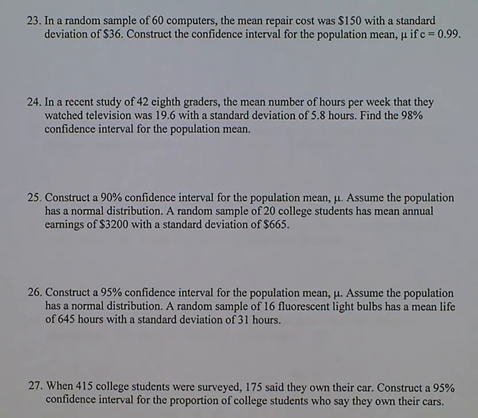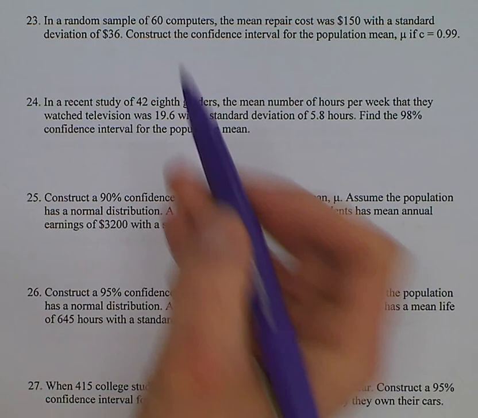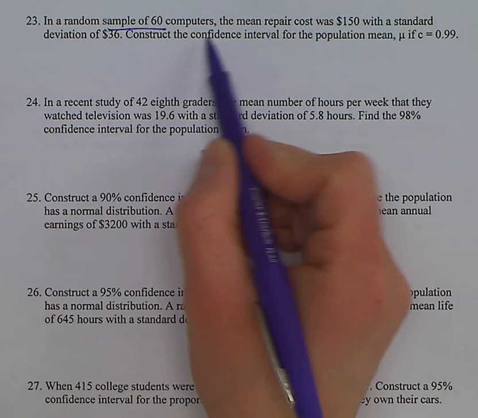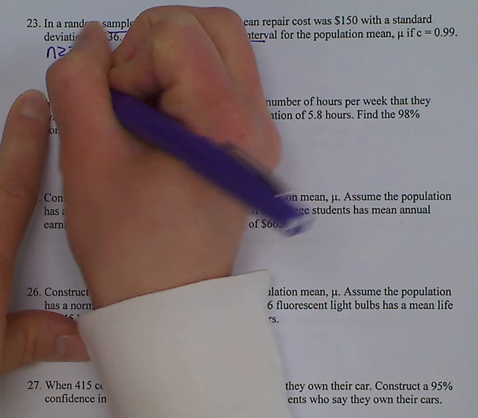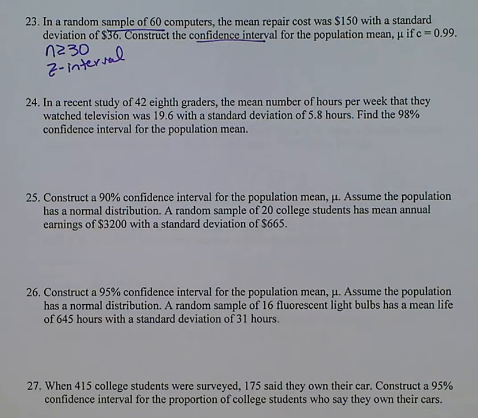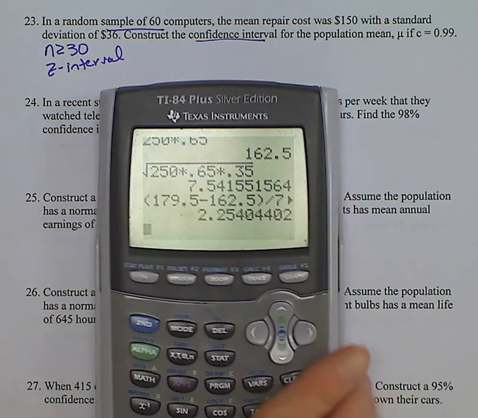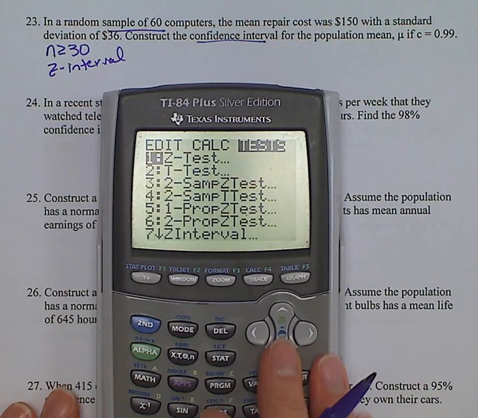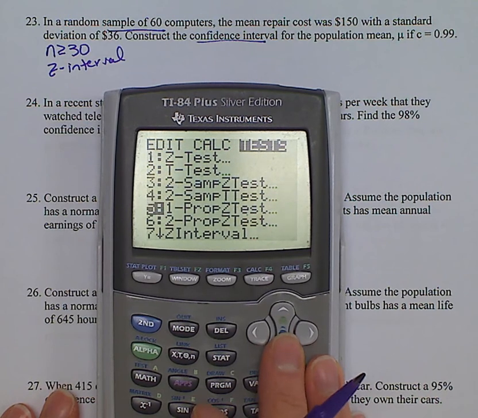Okay, 23, 24, 25, and 26 are all confidence intervals. 23 says, in a random sample of 60 computers, we're constructing a confidence interval. N is greater than or equal to 30, which means we have a large sample, and we're going to use the Z interval in the calculator. Remember, to get there, we're going to hit Stat and scroll over to Tests. Be very careful that we don't choose the test, that we choose the interval.